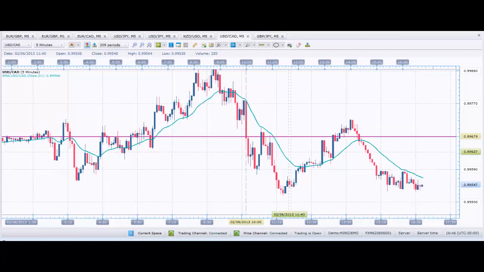So again, not a bad trade, not a fantastic trade where you pick up 50, 60 pips, but it's a solid trade, not much pain, and was definitely in my mind a positive trade.